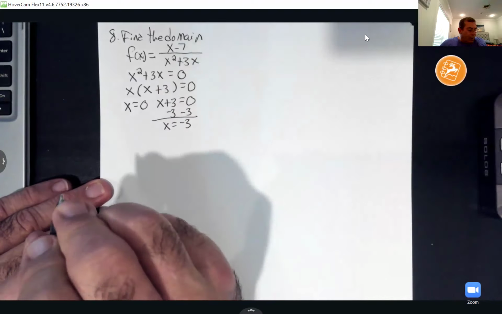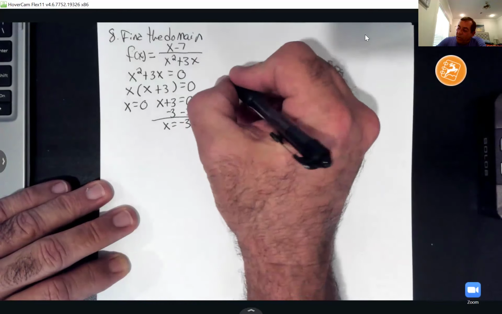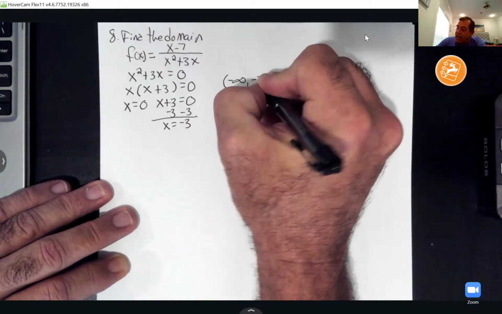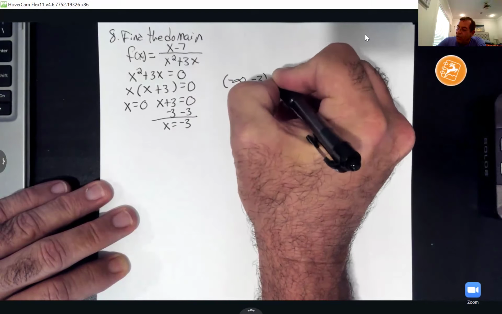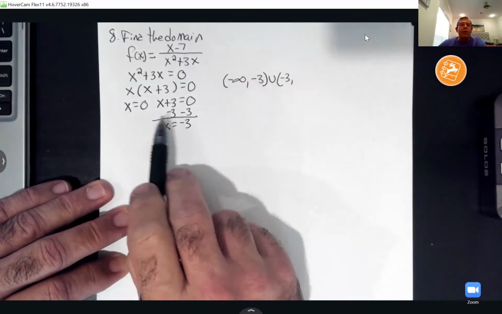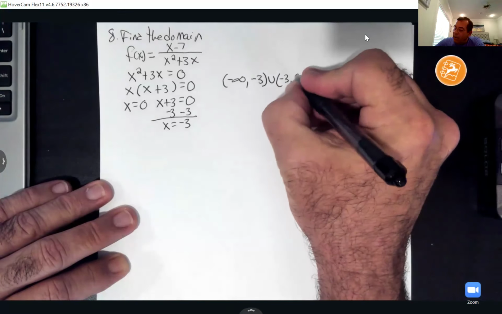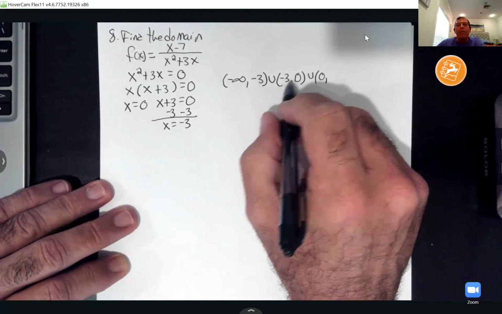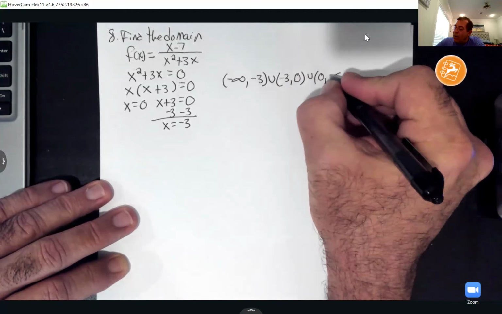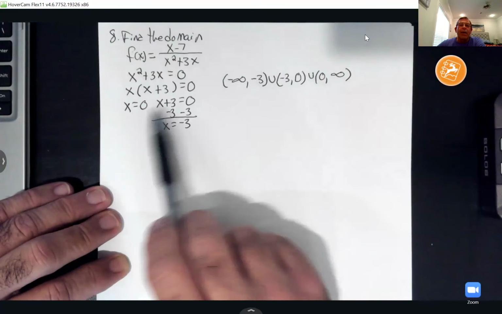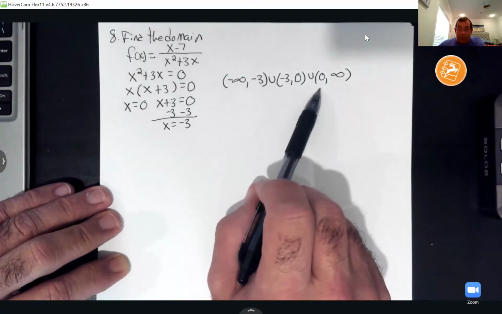All right, so my domain has to be in order. So I'm going to go through negative 3 first. So I'm going to go from negative infinity to negative 3, union around that negative 3. From negative 3, we go to 0. We're going to union around 0. And from there, we're heading off to positive infinity. So remember, to kick out a number, you union around it, okay?